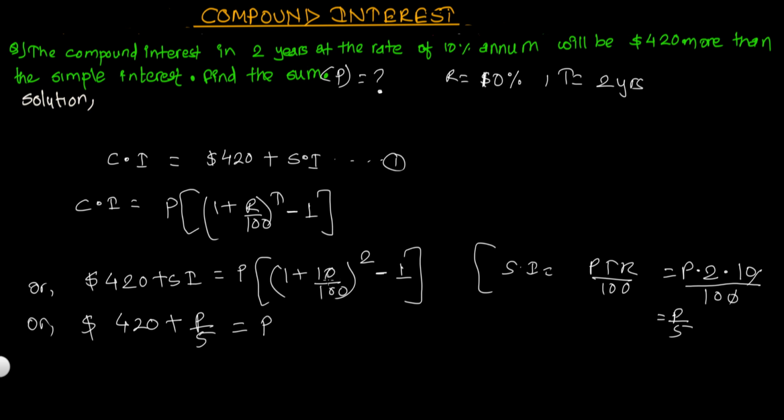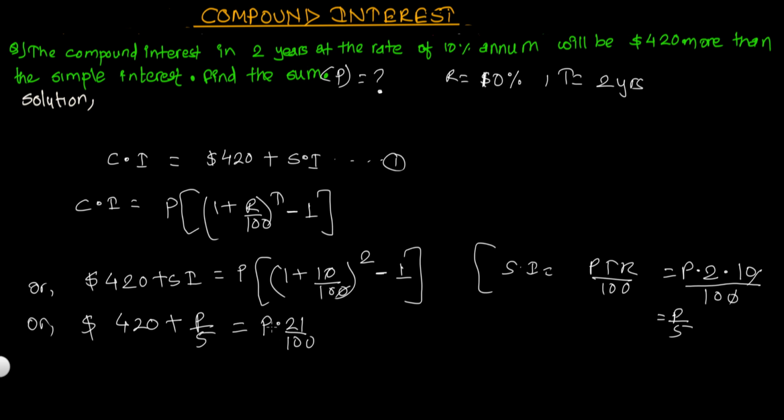This will be 1 over 10. 1 over 10 plus 1 will be 11 over 10. 11 over 10 to the power 2 is 121 over 100, minus 1 is 21 over 100. So it's 21 over 100. So this will be our right side.